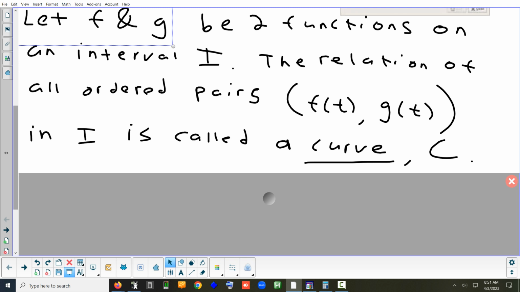So if you take all the points, of course we only graph as many as we need to make the picture, but if you were to graph every possible point you could by plugging in all the values you are allowed to for t, that creates what we call a parametric curve. Even if it comes out straight, they still call it a parametric curve.